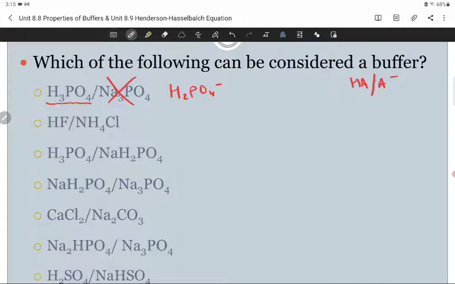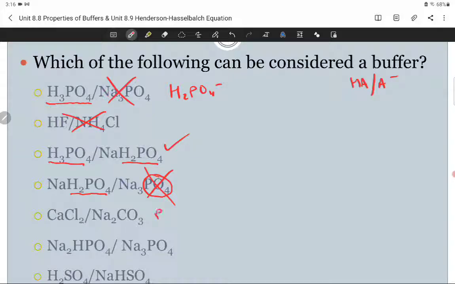HF, we would need over here F minus. Well, we don't have F minus, we have ammonium, so this is not a good buffer. Phosphoric acid and H2PO4. Bingo. H2PO4 and PO4. That's not a difference of 1 H positive. So that's no good.